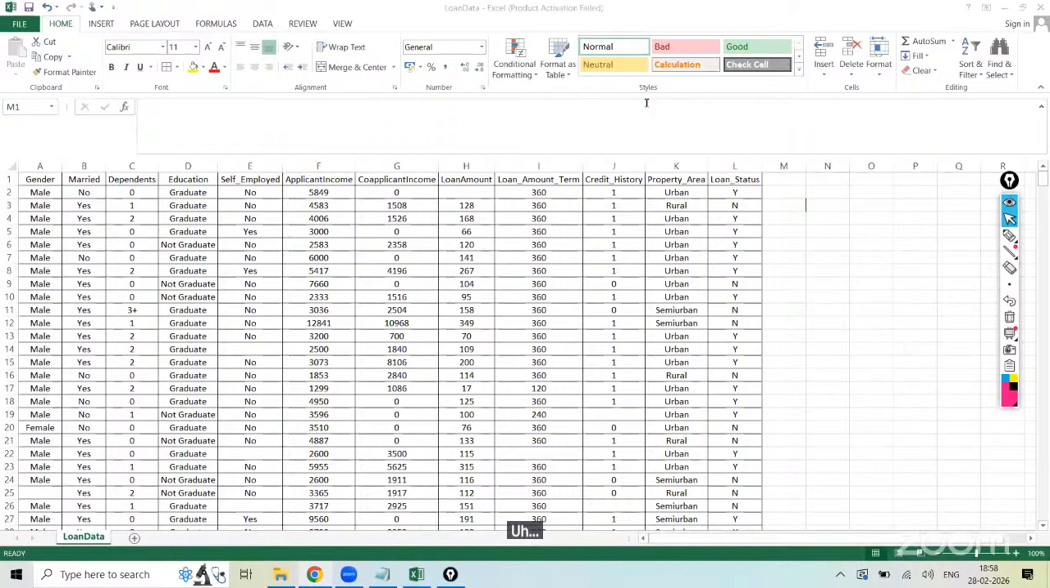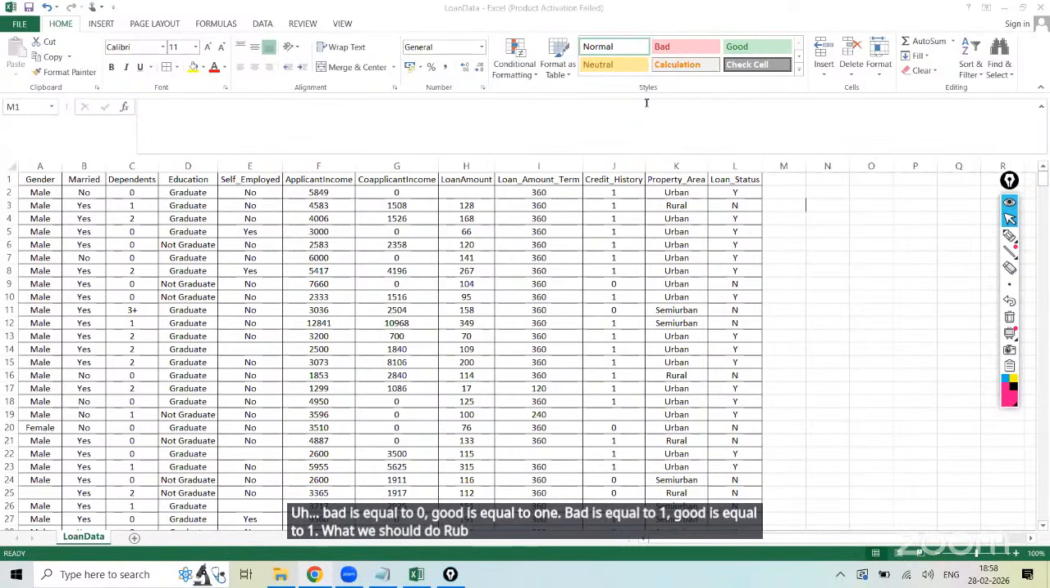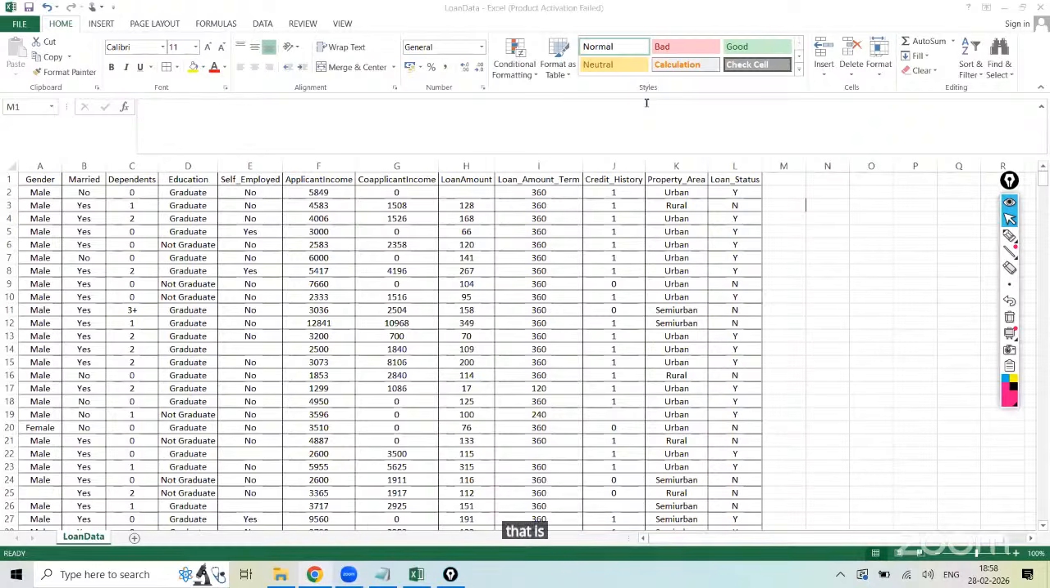Bad is equal to 0, good is equal to 1. If it is bad is equal to 1, good is equal to 1, what should we do? Then it is called wrong data. We have to replace that.